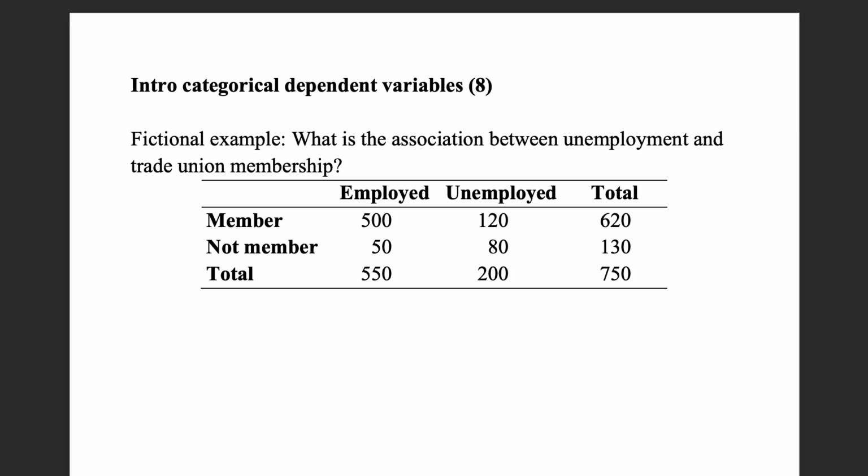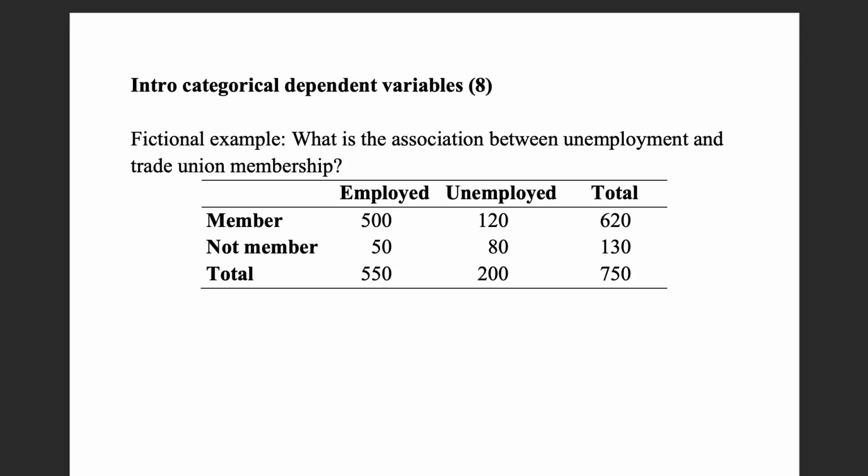So again, it's a fictional example, but let's say I have 750 observations in my sample. That's the total number of observations that I have, and I see of those 750, 500 are members of trade unions and are also employed. And 120 are members of trade unions but are unemployed. So in total we have 620 people that are members of trade unions. And I see that 50 of the employed persons are not members of a trade union, and 80 of the unemployed persons are not members of the trade union. In total we have 130 people that are not members of a trade union.